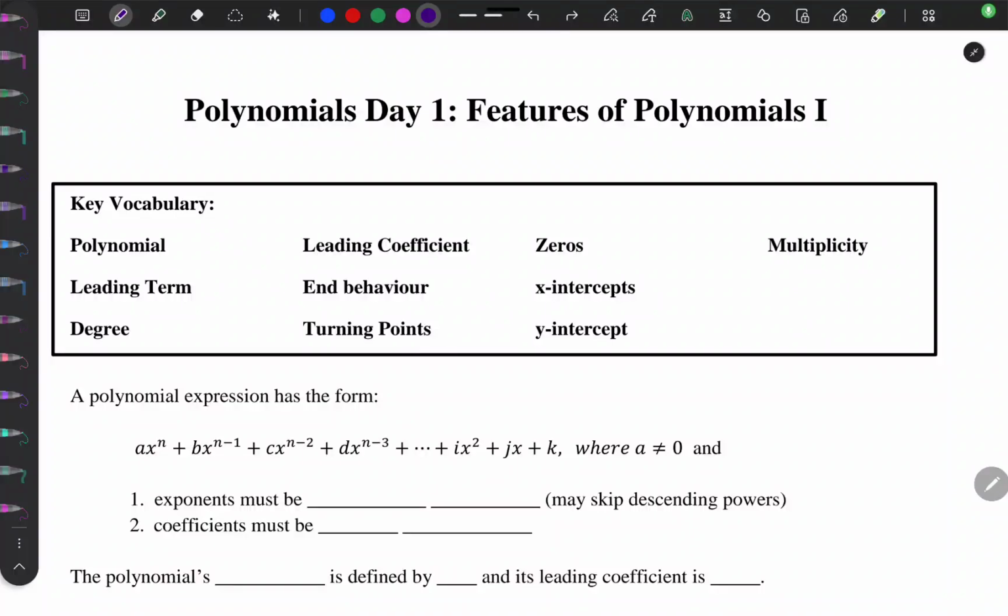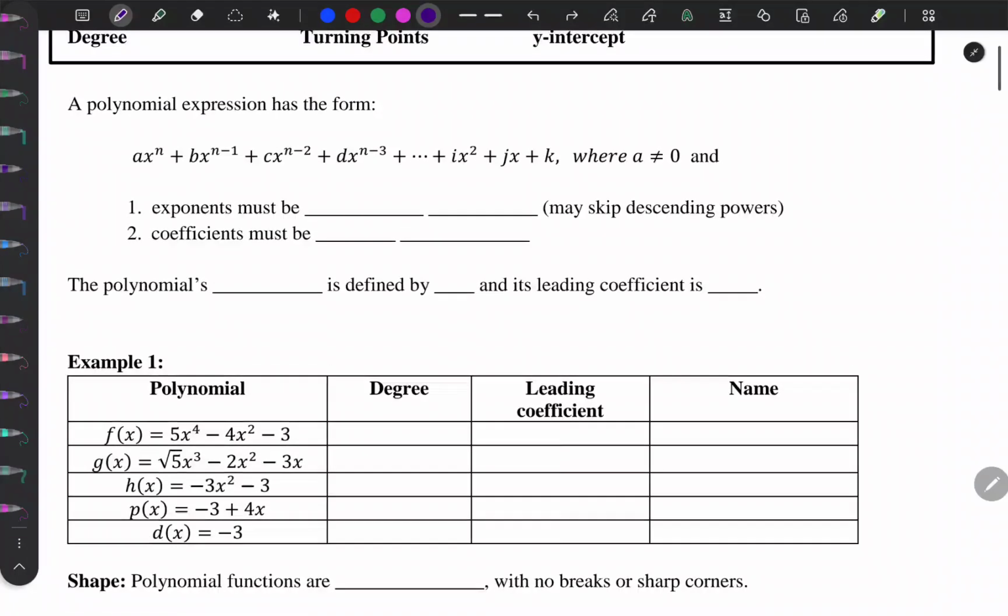Today we're going to introduce features of polynomials. Please make note of the key vocabulary. These are all terms that you should already be familiar with or will become familiar with over the next couple of days. Let's start with the form of a polynomial expression.